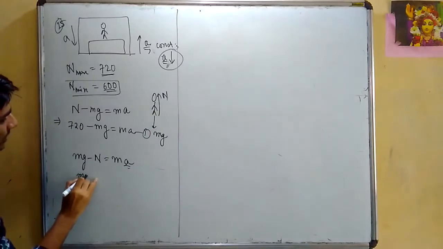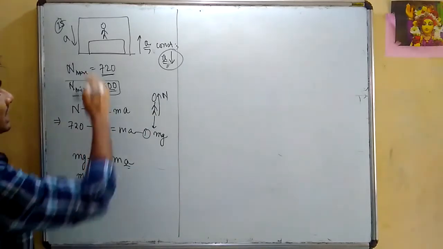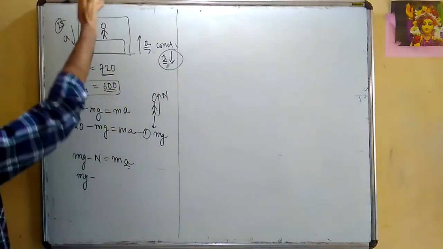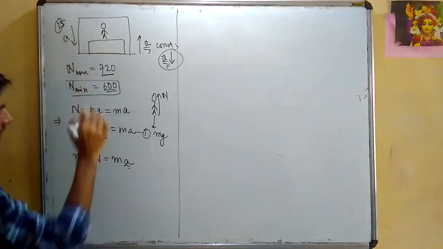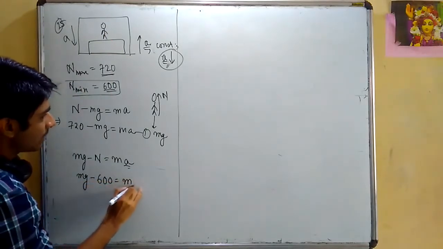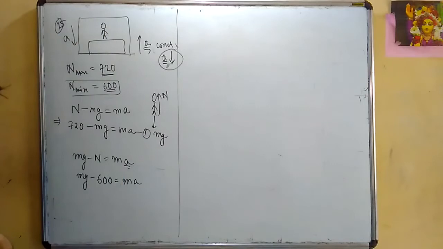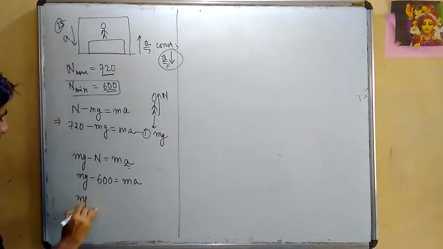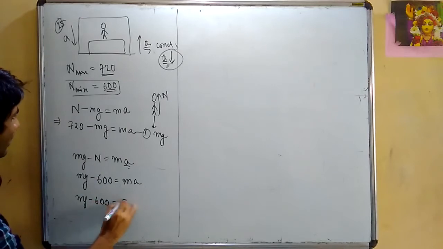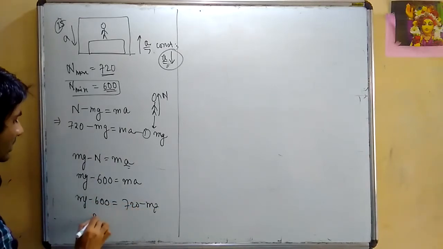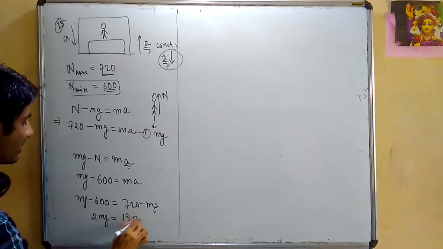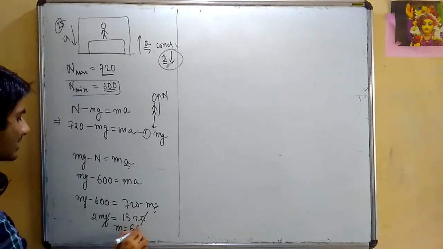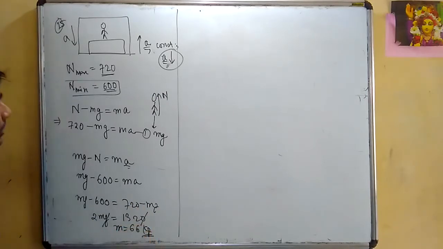Now in this case only, when the lift is accelerating downward or retarding while going up, minimum normal will be recorded. That is 600, so mg minus 600 equals ma, right? So, can I find the value of mg? I'm supposed to find first of all the true weight. Let me find the true weight. Let us replace ma. So the equation will be mg minus 600 equals, what is ma? 720 minus mg. So I'm getting 2mg equals 1320. So I guess we can take g as 10. You'll get the value of m as 66 kg. 66 kg is the true weight of the person.